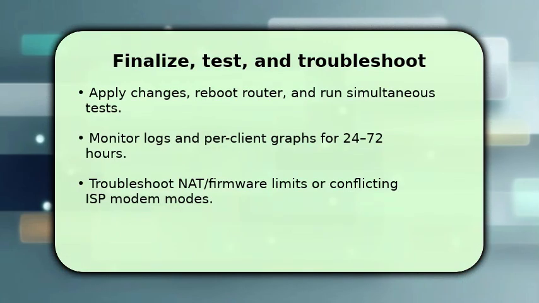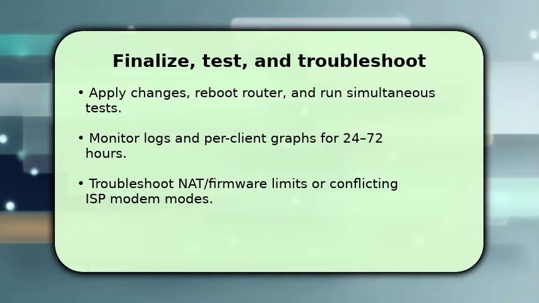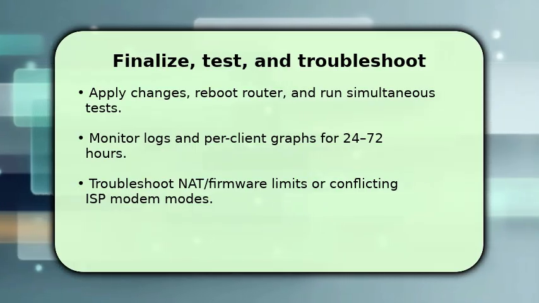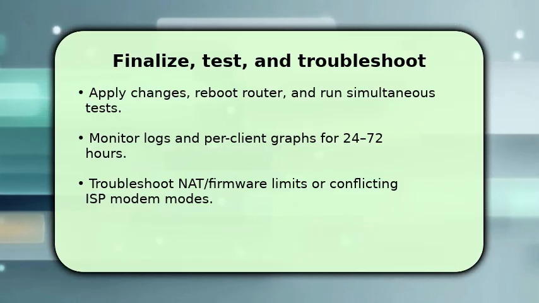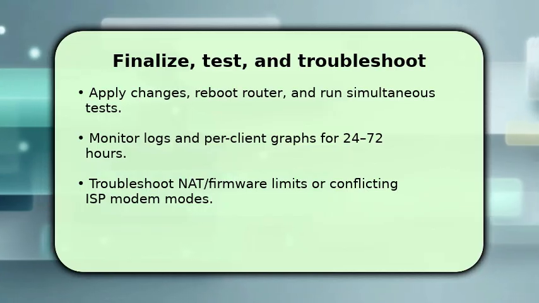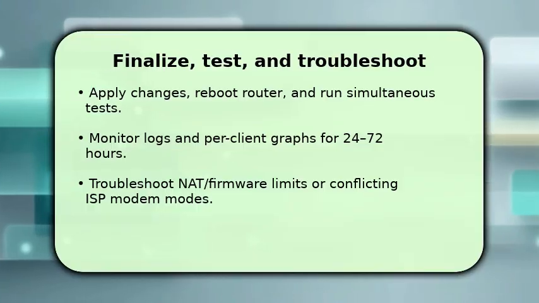You finish by applying settings, rebooting the router, and running simultaneous upload/download tests on multiple clients to see behavior under load. Make sure to monitor per-client graphs or live logs for a day or two so you can spot spikes or misapplied rules. If limits don't stick, check for hardware NAT offloads, double NAT from ISP modem, or firmware restrictions.